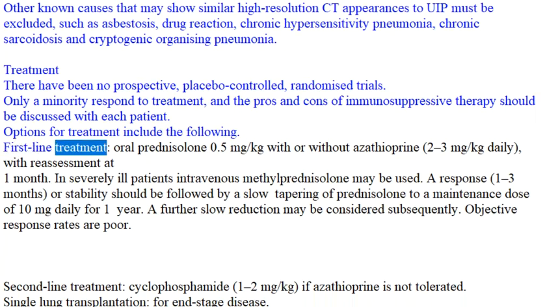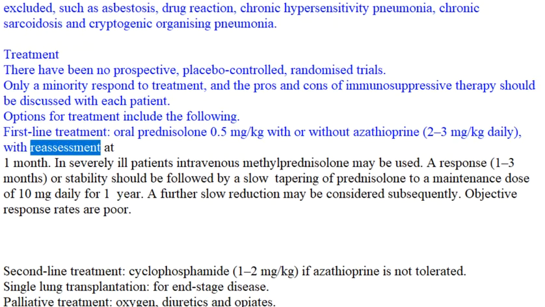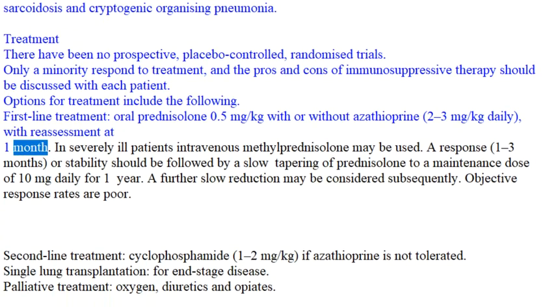First-line treatment: oral prednisolone 0.5 mg/kg with or without azathioprine, 2-3 mg/kg daily, with reassessment at 1 month. In severely ill patients, intravenous methylprednisolone may be used.